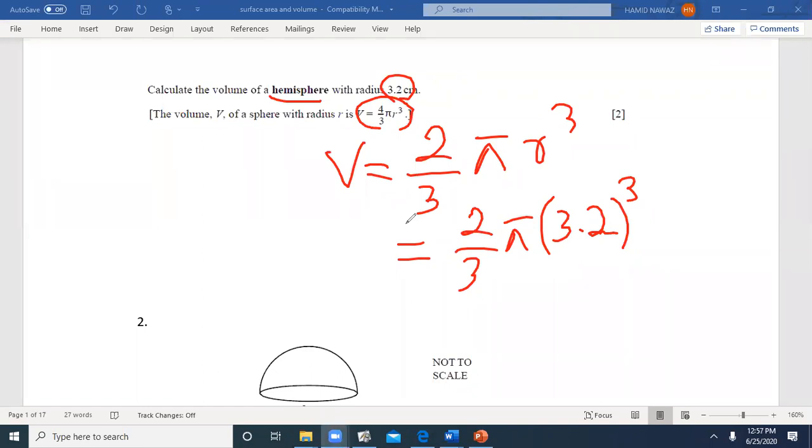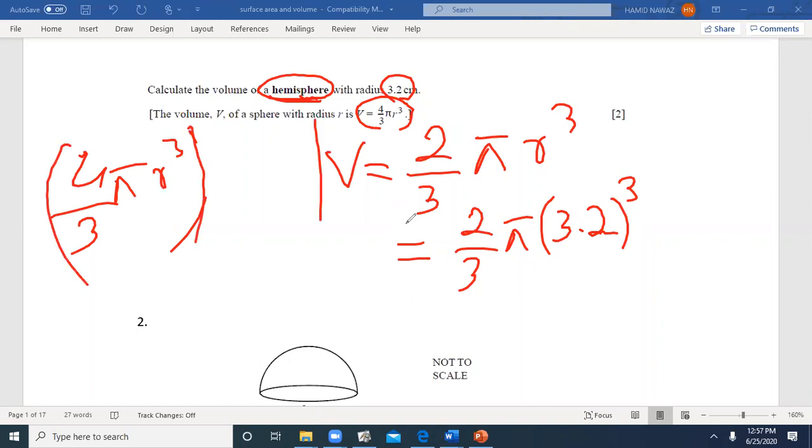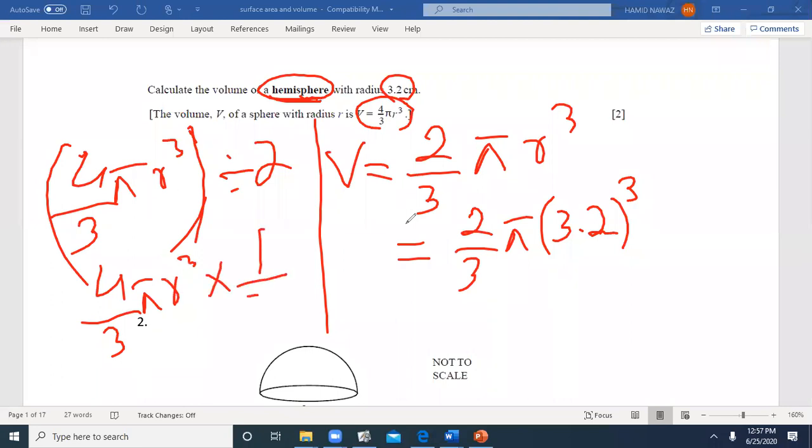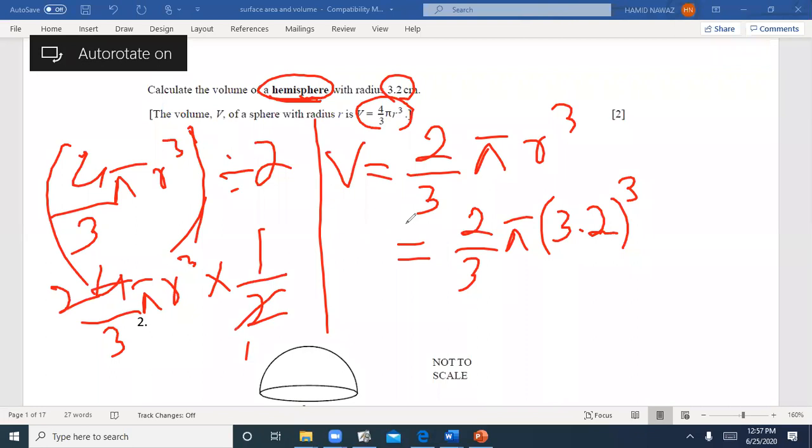Why have you written 2/3? Beta, it's a hemisphere. Hemi means half. See, when you divide by 2, 4 by 3 pi r cube divided by 2, and you change it to the multiplication side, it becomes 1 by 2. So 2 ones are and 2 twos are. That's why the volume of hemisphere will become 2 by 3 pi r cube. Is it clear? Understood, beta? Yes, sir. Okay.